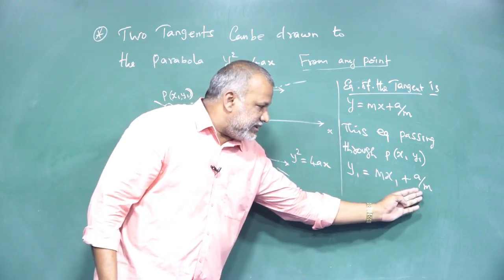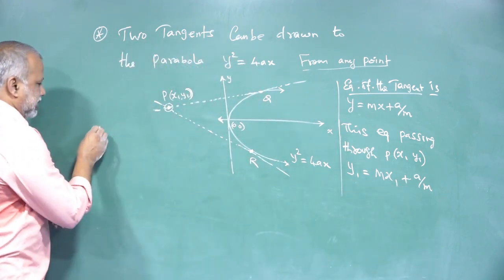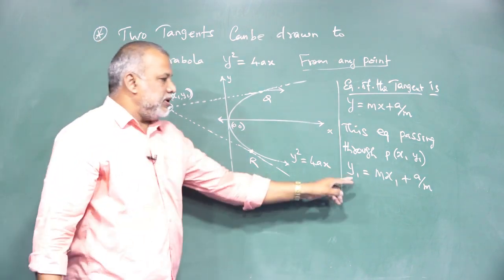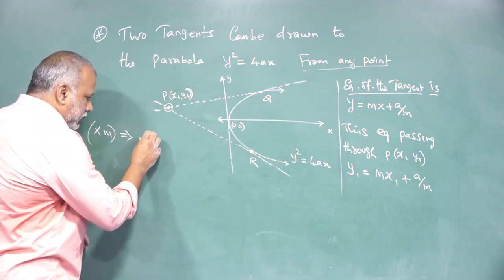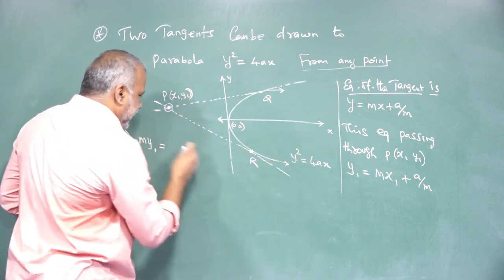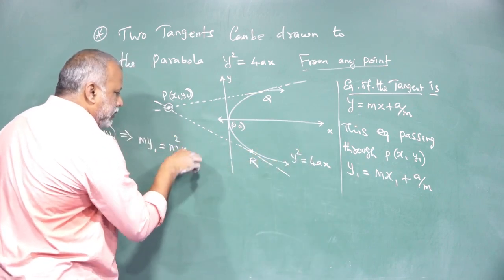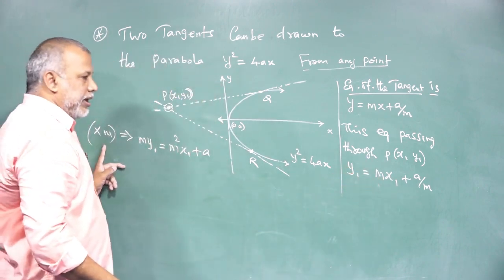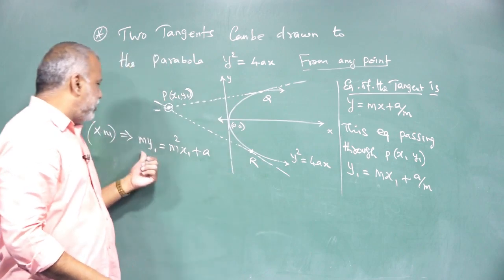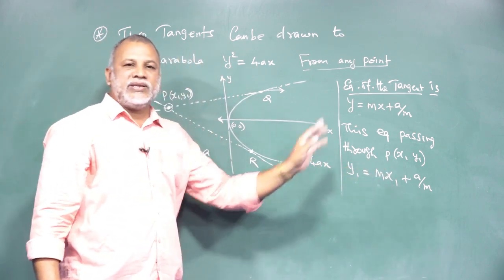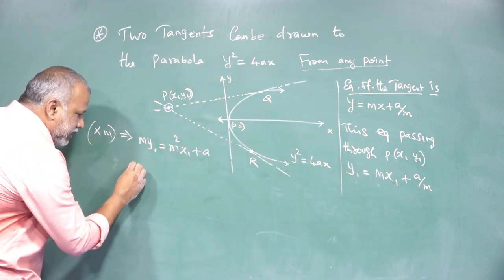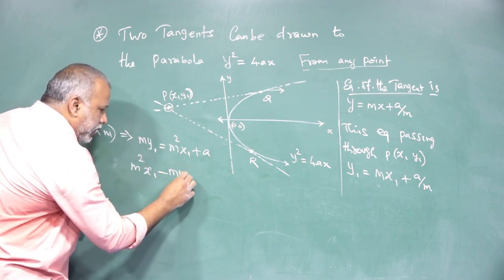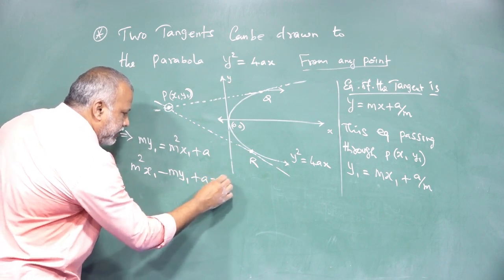Now, to avoid this m in the denominator, I multiply this equation by m. What will happen here? my1 equal to m squared x1 plus a. So we get my1 equals m squared x1 plus a. Converting to the same side, I get m squared x1 minus my1 plus a equal to 0.